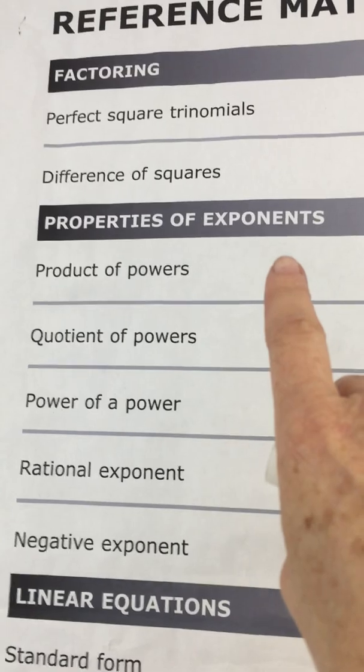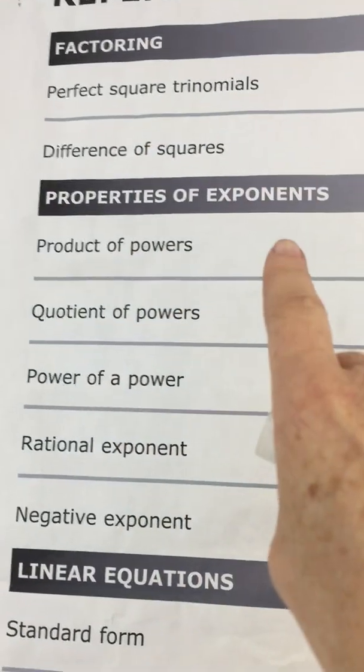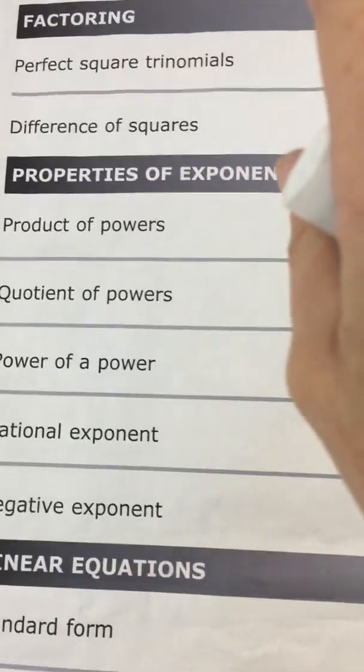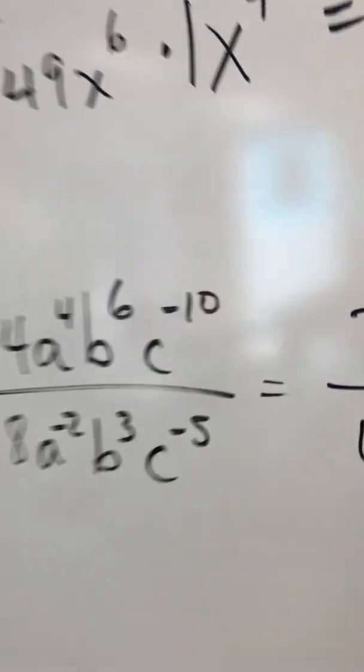And if you're not sure about that, look at your reference sheet. Does it say properties of coefficients? No, it does not. It says properties of exponents. So these are the rules you use when you are using exponents, okay? Exponents, not coefficients. Now, let's rewrite this.